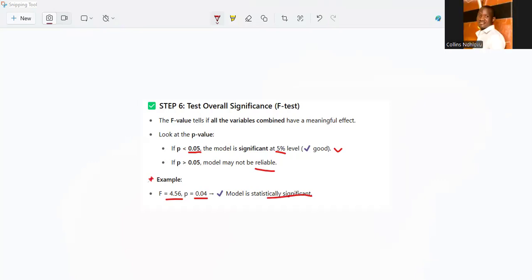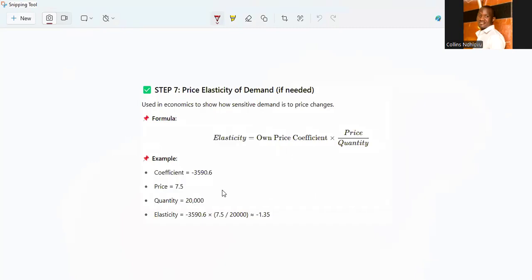Then we also need to understand price elasticity of demand. Price elasticity of demand shows you how sensitive demand is to prices. The formula for price elasticity of demand is the coefficient of price times the price over the quantity. Price elasticity of demand is always negative. So in this case, if the coefficient is 3090, the actual price is 7.5 and the quantity is 20,000, you calculate the elasticity of demand, which is -1.35.